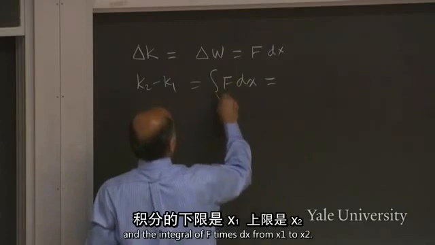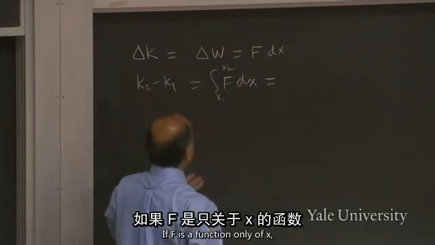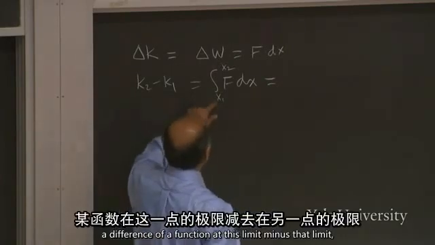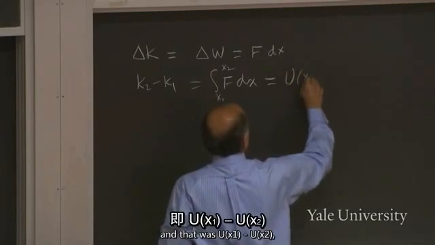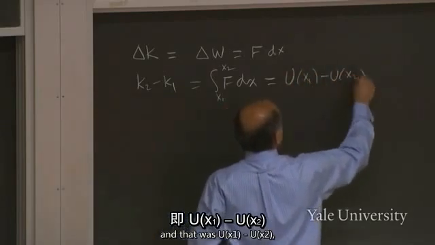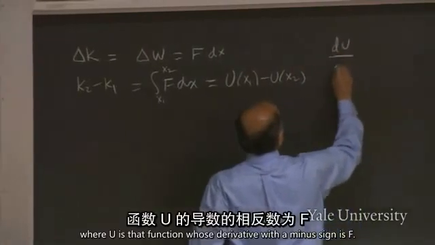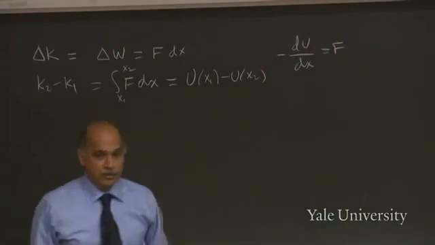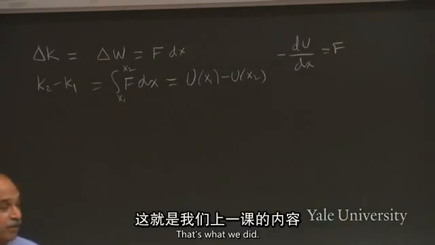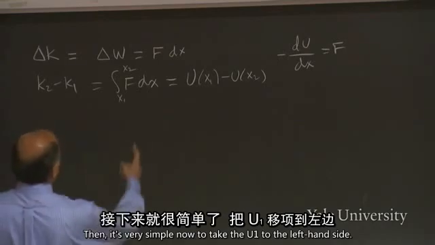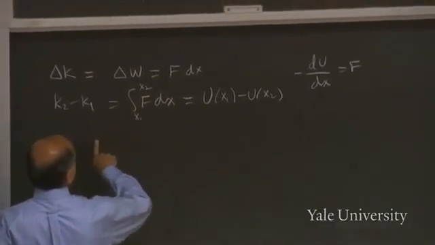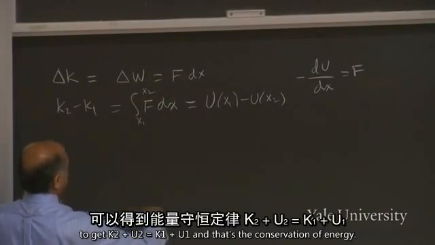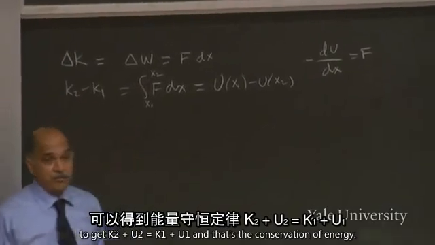And the integral of F times dx from x1 to x2, if F is a function only of x, from the rules of calculus, can be written as the difference of a function at this limit minus that limit, and that was U of x1 minus U of x2, where U is that function whose derivative with a minus sign is F. That's what we did. Then it's very simple now to take the U1 to the right-hand side and U2 to the left-hand side to get K2 plus U2 is K1 plus U1, and that's conservation of energy.